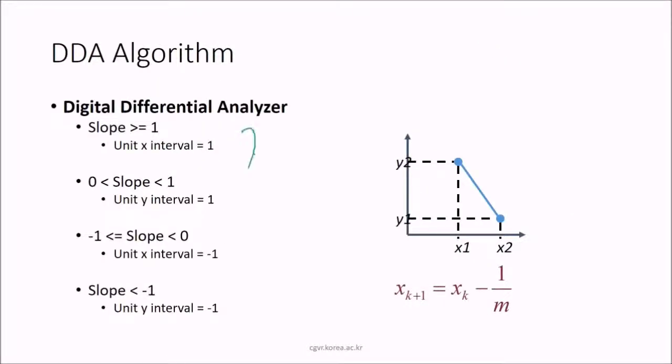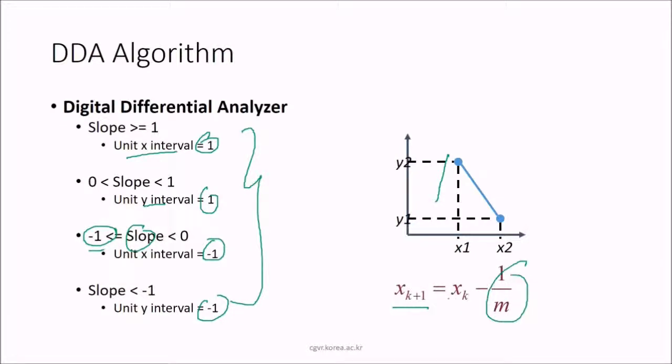So as we see, these are the different versions. The slope may be greater than or equal to 1, between 0 and 1, less than or equal to -1, or between -1 and 0. So the unit x interval will be 1, the unit y interval will be 1, the unit x interval will be -1, and the unit y interval will be -1. In this case we use the relation x(k+1) equals x(k) minus 1 by m, because now we have to choose the x depending upon the y. So now we choose the point.